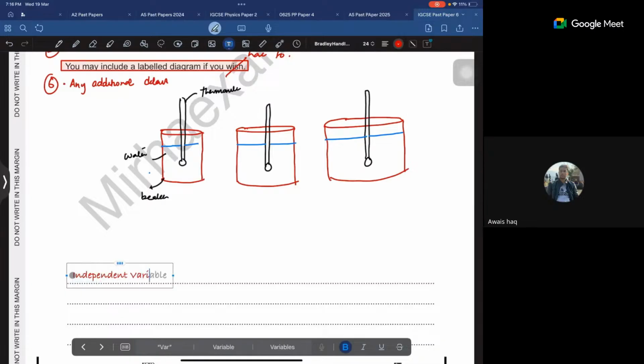Independent variable. Independent variable essentially means the one that you can control. I'm just going to write it here: the one that you control. And in this situation, it is going to be the surface area of water exposed, because you can change the different sizes of container, right?